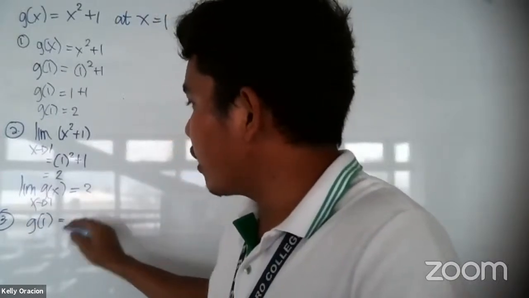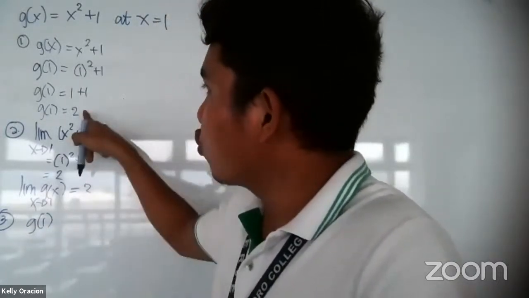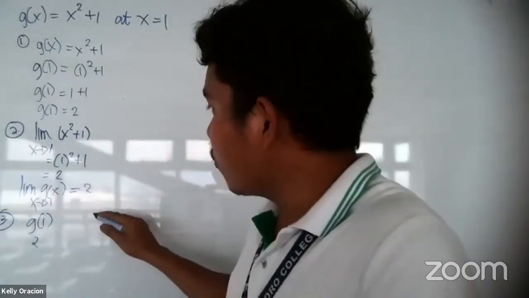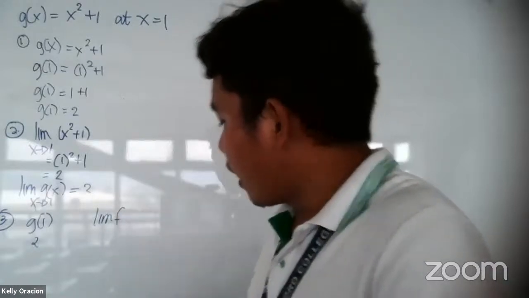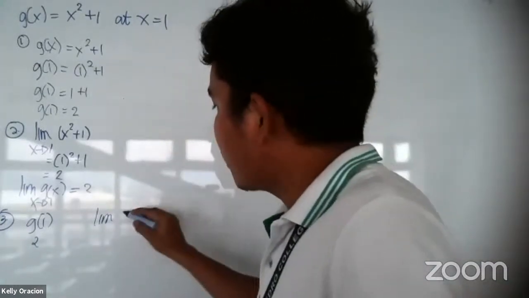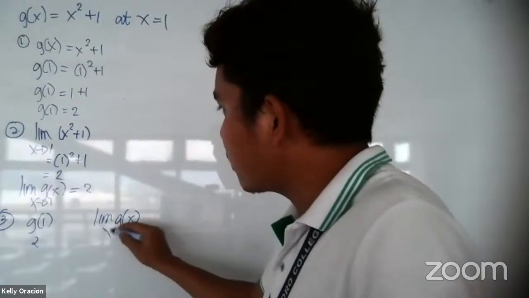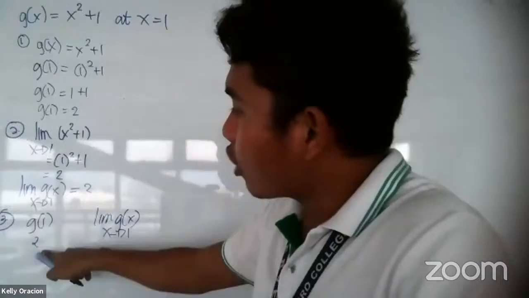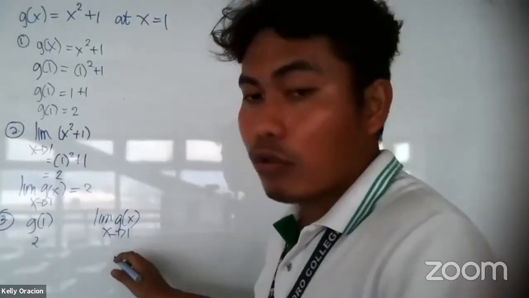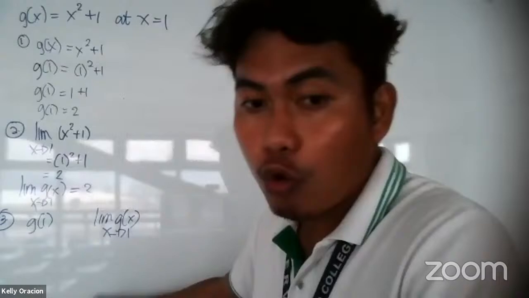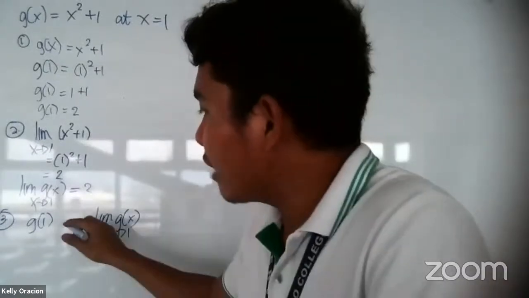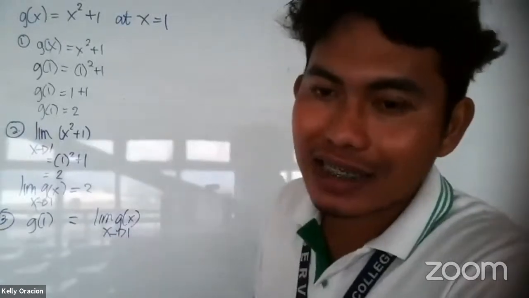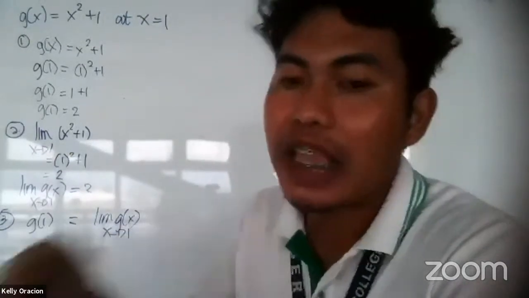Our first condition is 2. Our second condition, the limit of the function as x approaches 1, is also 2. The g of 1 is 2, and the limit is also 2. They are the same. That means g of 1 is equal to the limit of g of x as x approaches 1. They are equal.